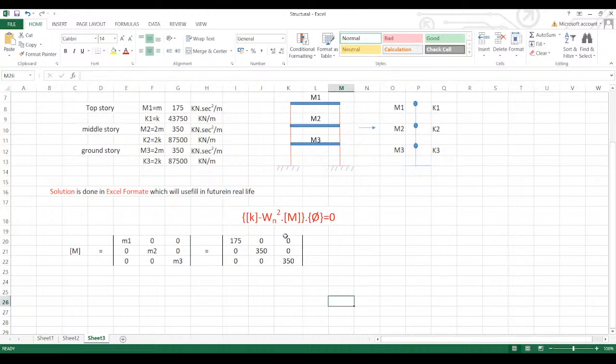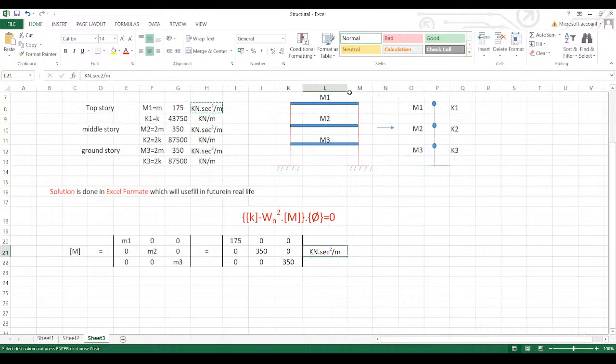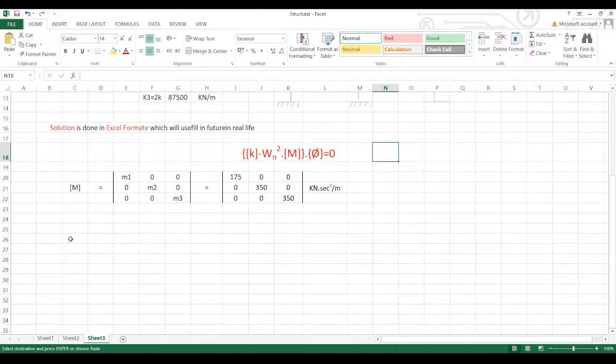Okay, this is our mass matrix, and now you also have to note the unit. The unit is kilonewton second square per meter. This is the mass matrix.